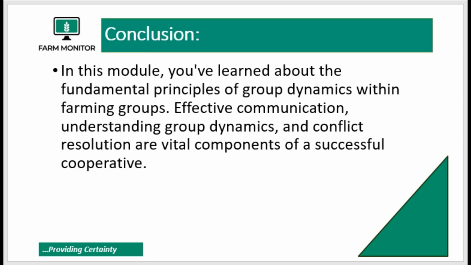We have learned about effective communication. We've tried to understand group dynamics. We've suggested ways in which conflict can be resolved. All of these are vital components of a successful cooperative. These skills are crucial for creating a cohesive and productive farming group that can leverage its collective strength for mutual benefit. In the module ahead, we will explore the practical aspects of cooperative farming and resource sharing.